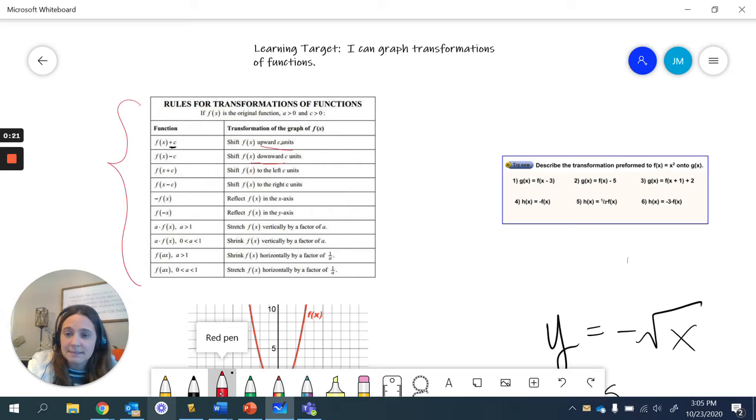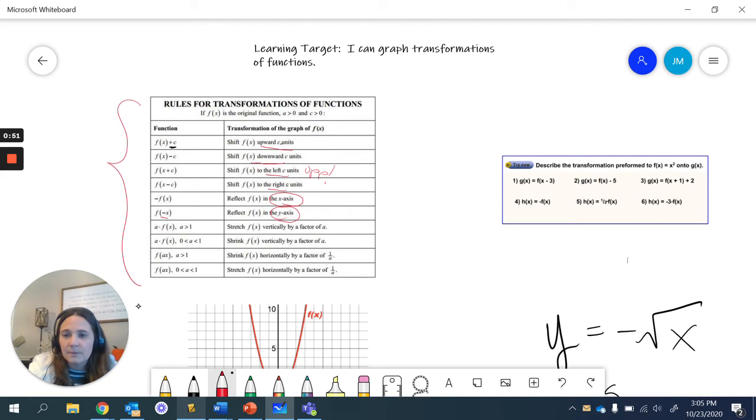Plus c inside and minus c inside, that's to the left or to the right, and it's the opposite of what you think. Okay, these ones are fairly new. This negative in front, that is a reflection over the x-axis. A negative inside is a reflection over the y-axis. I just remember it as opposite. Sitting directly next to the x, it's going to be a reflection over the opposite axis, the y-axis.